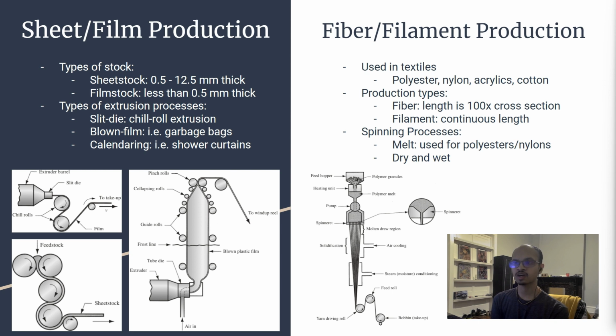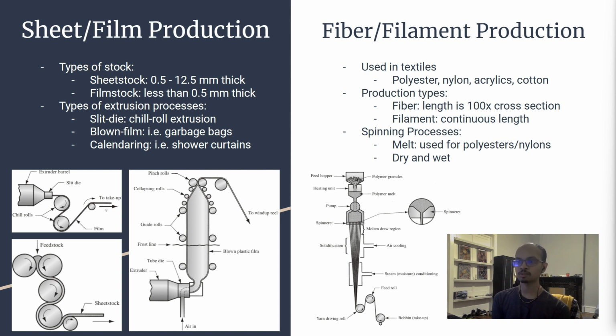The production of fibers and filaments is most extensively used in textiles, such as synthetics and cotton. Fibers are a strand of material whose length is at least 100 times the cross-sectional area, where a filament is a continuous fiber. There are three processes for fiber extrusion. Melt spinning is used for easily melted polymers, like polyester or nylon. An advantage of this method is high production speeds and no need for solvents.